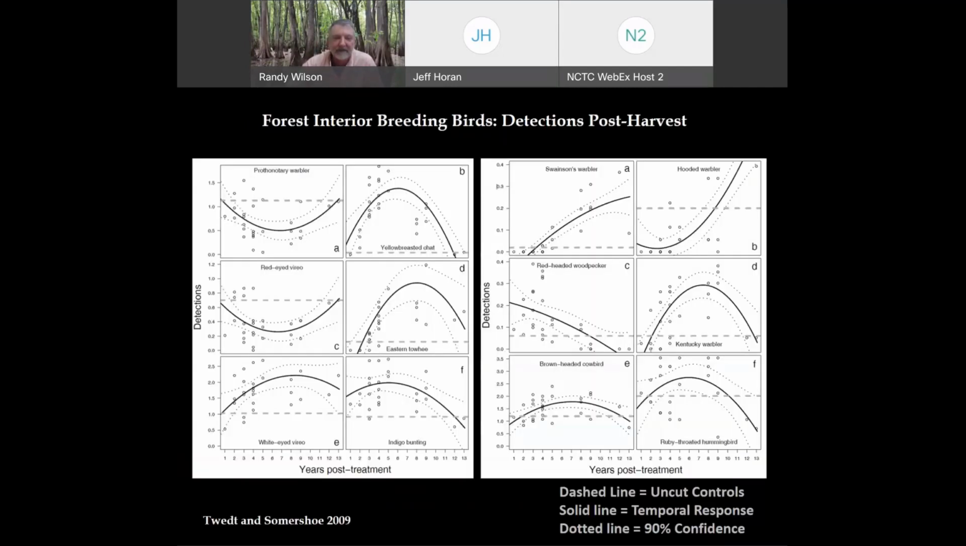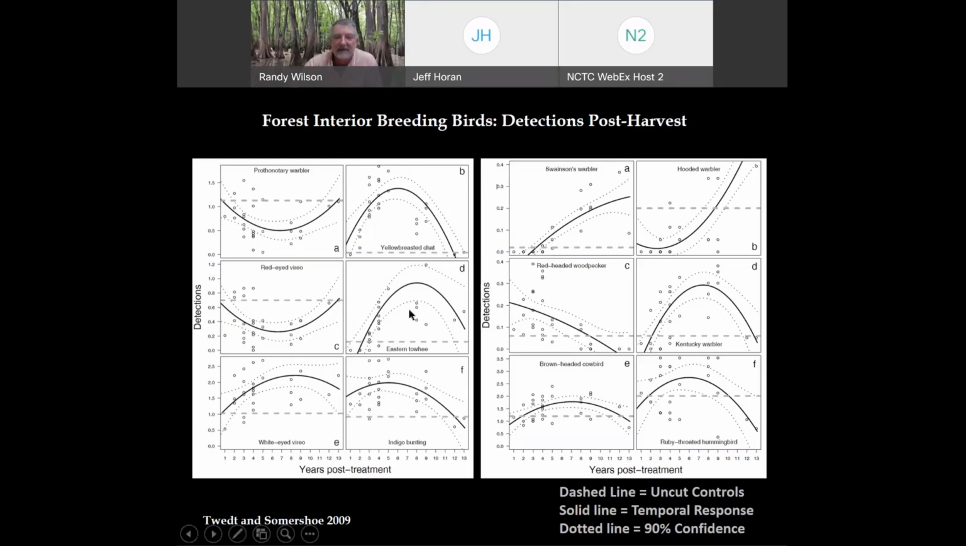We also see it in some of our point count work. This is some work from Dan Twedt and Scott Somershoe. In all these graphs, the little dotted line is the controls. You can see there are winners and losers. Prothonotary warblers and red-eyed vireos don't respond that well to our forest treatments. For prothonotary, that kind of makes sense, right? We're probably knocking down a lot of snags. Red-eyed vireo is a little bit of a mystery, but through some other work in the eastern hardwoods, red-eyed vireos tend to like that closed canopy system, and we're busting holes in the canopy. So it goes without saying we should see a reduction there.